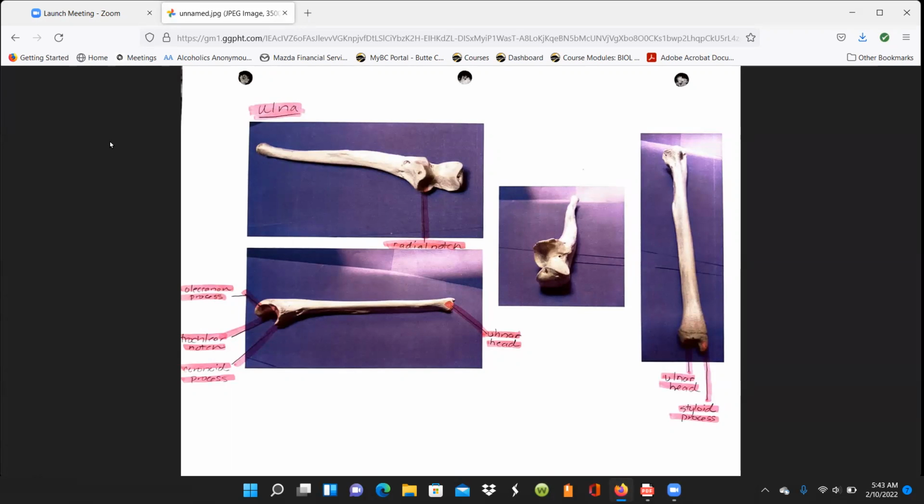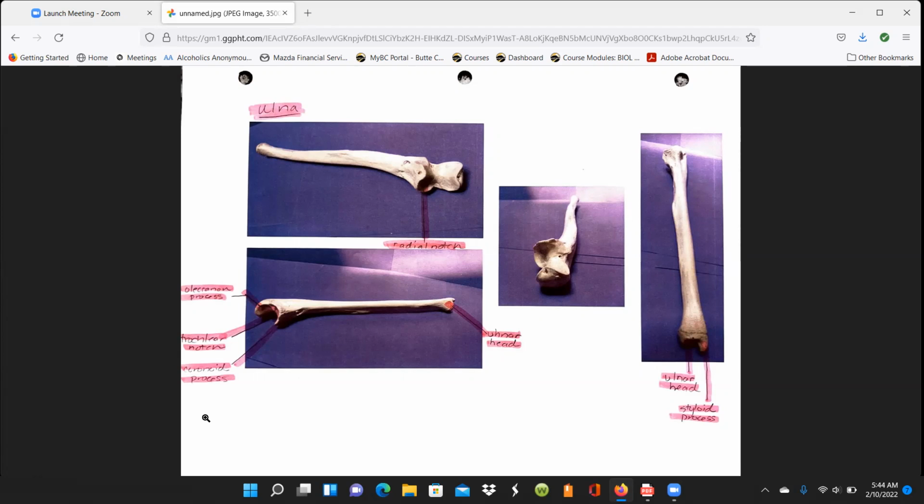Some of those features include the olecranon, or the olecranon process, right here. And that is the very most proximal side of the U-shape projection, which you can see easily. Then we have the coronoid process, which is on the other side of the olecranon process. And that's the projection on the other side of the U.